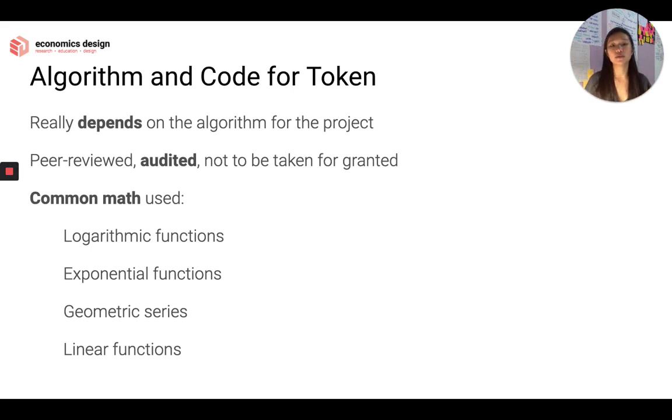And the most common math formulas used are logarithmic functions, exponential functions, geometric series, as well as linear functions. We talked briefly about them in the last session, remember, with all the graphs and the moving graphs and how the shape changes and the graph moves up and down. So we use 3 of them: log, exponential, and linear functions. We also introduced 3D graphs, but right now for the token models, they're primarily looking at 2D graphs.